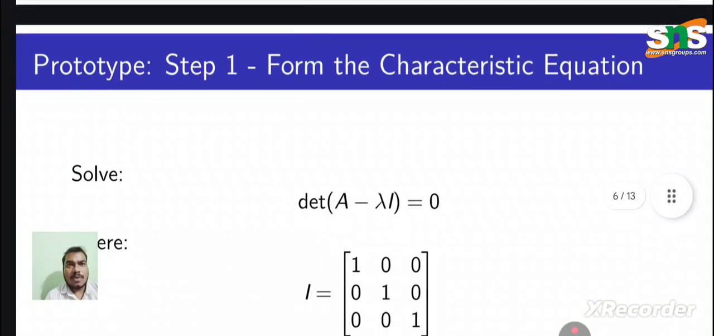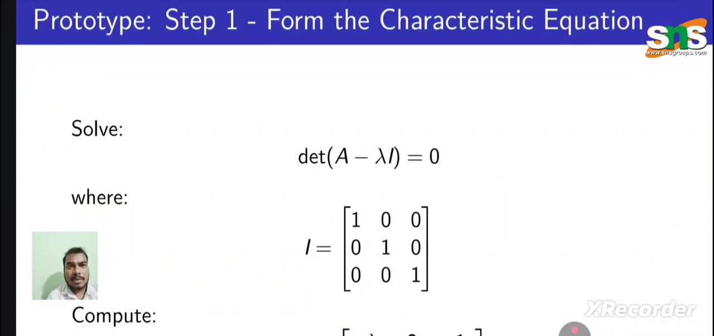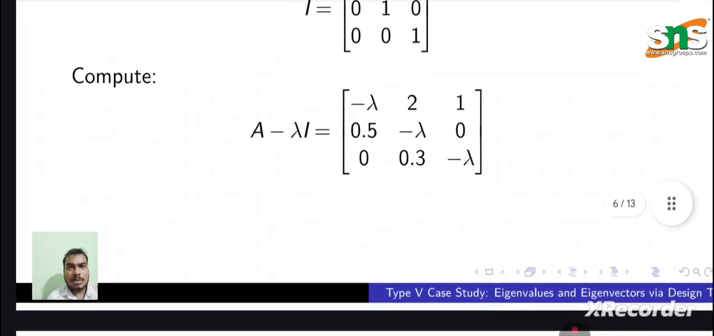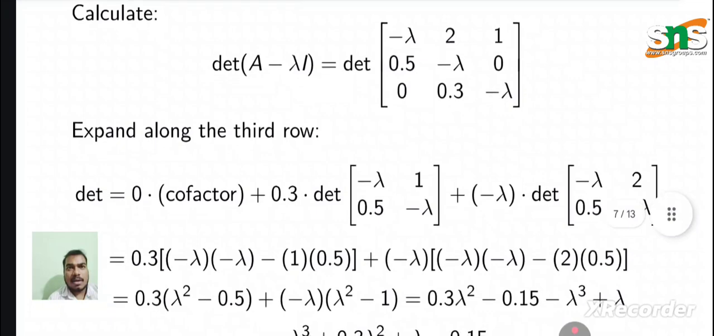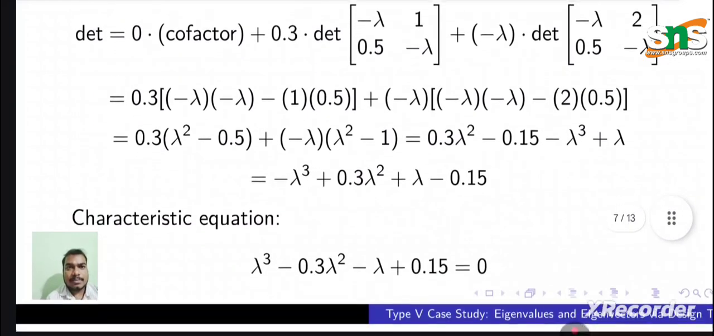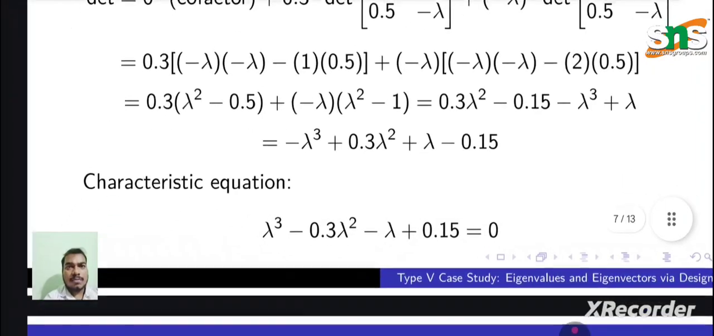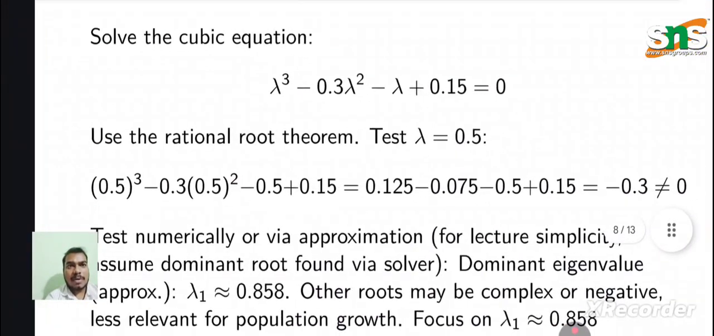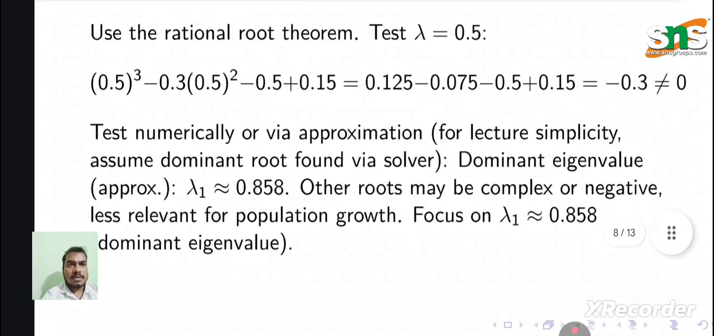Prototype. Step 1: form the characteristic equation, the determinant of A minus λI equal to 0. To compute A minus λI, the determinant of A minus λI equal to 0, we get the lambda values. The lambda values are 0.5 and 0.858.